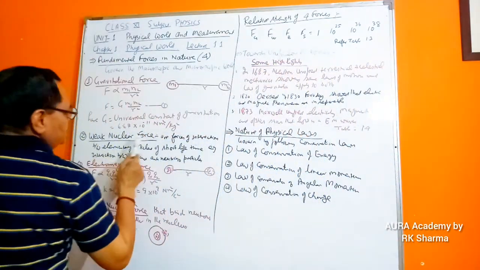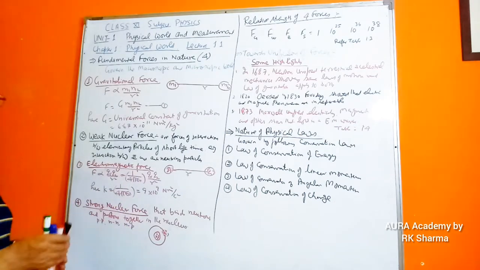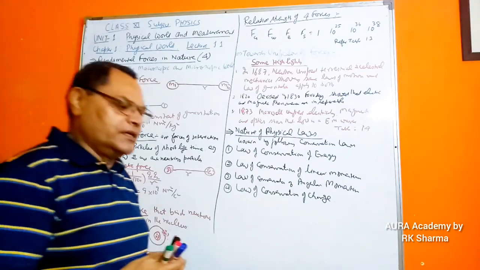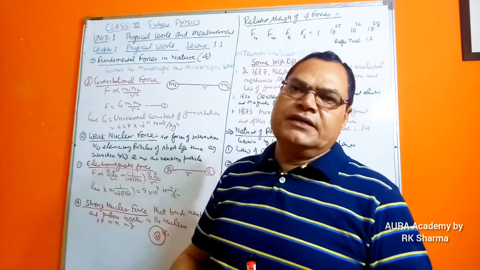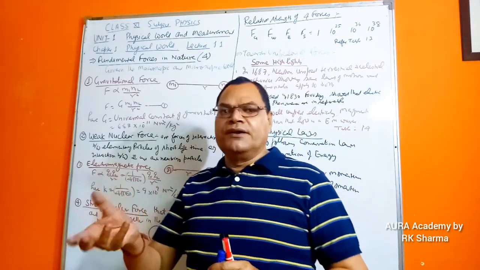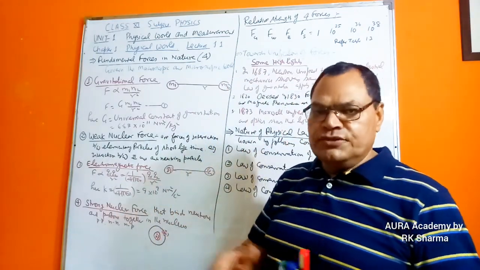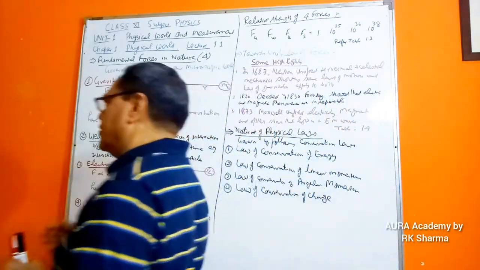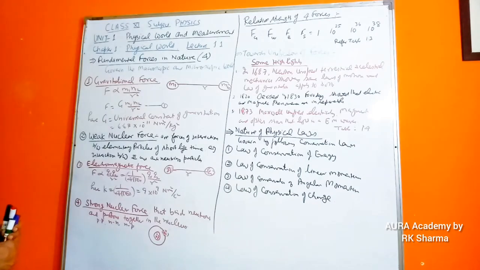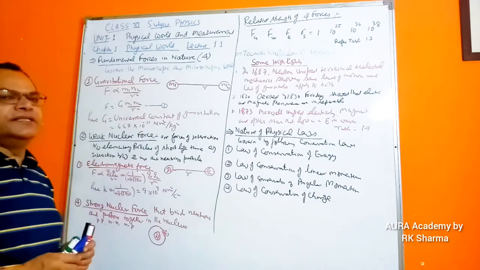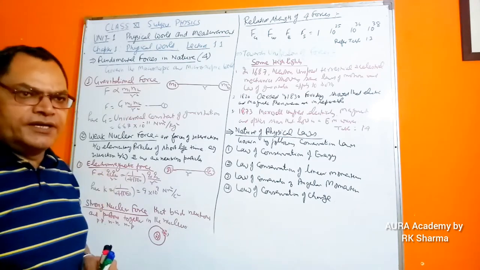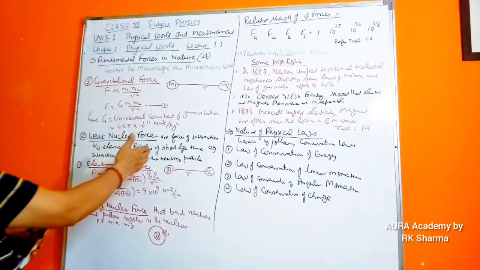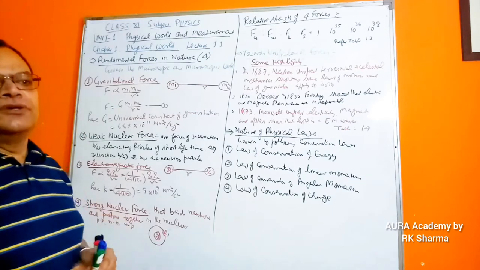Now the next force is the weak nuclear force. These are basically the forces of interaction among elementary particles, like the electron. Whenever some radioactive decay takes place, some elementary particles like neutrino and antineutrino are created for a short time. The force of interaction among those short-lived elementary particles is called the weak nuclear force. So we have written the interaction between the electron and the antineutrino. What is an antineutrino? It is the elementary particle produced during radioactive decay. That we will study in further detail in class 12 in nuclear physics.